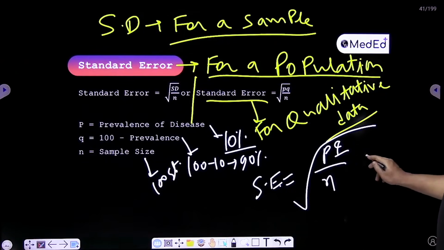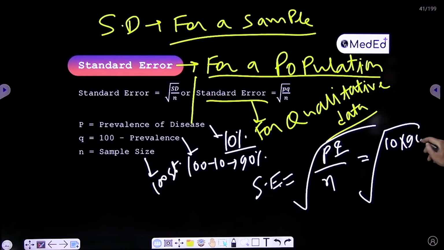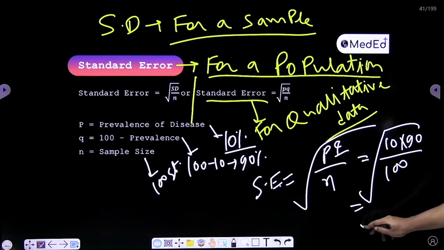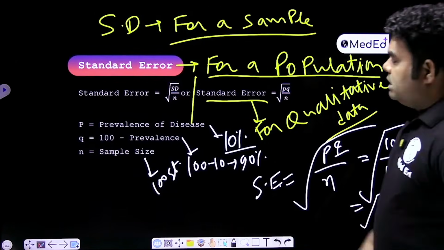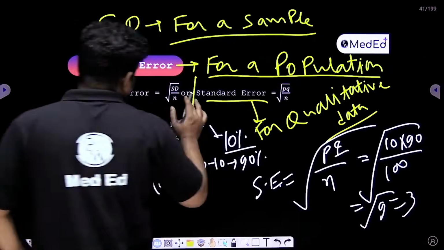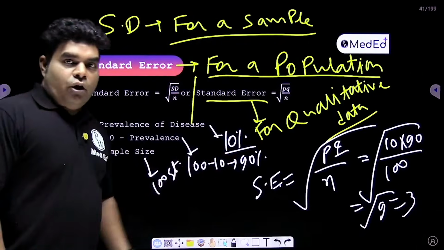So what is P here? P is 10%. What is Q? 90. And what is sample size? 100. So all the 0 will cancel out. It will come under root of 9. Under root 9 means 3. So standard error will come 3. Okay. So this is the way to find standard error for qualitative data like anemia, anxiety and all.